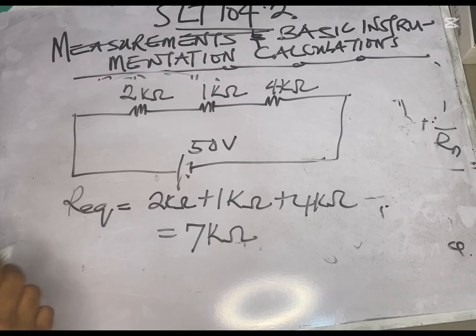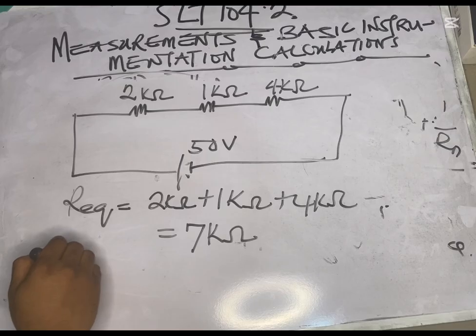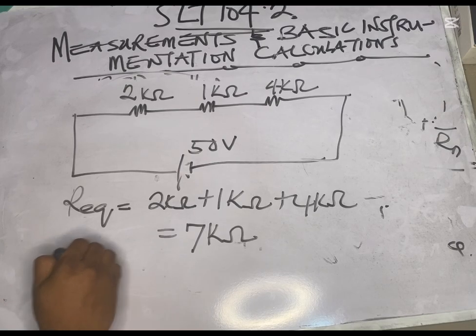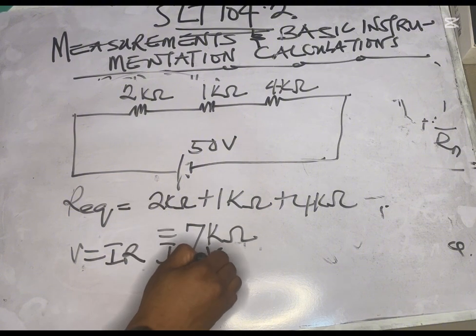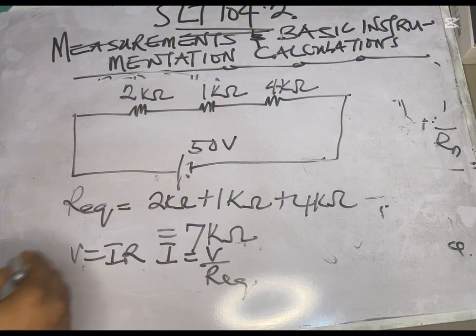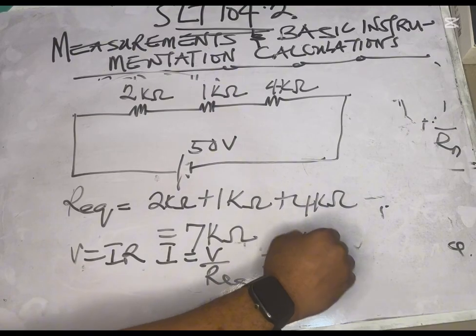Now that's number one. Then secondly, you are told to also calculate the amount of current flowing through the circuit. The truth is, it is the same current that is flowing through all the wires here. Now I remember V is equal to IR. So it means that your I will now be V over R equivalent. Your V here is 50, so 50 divided by 7 kilo ohms.